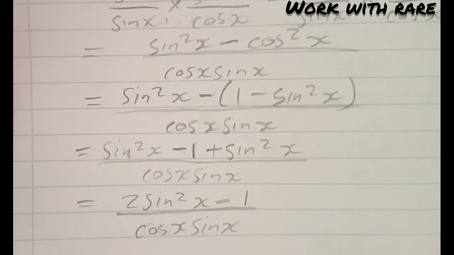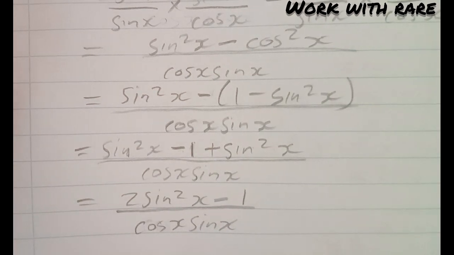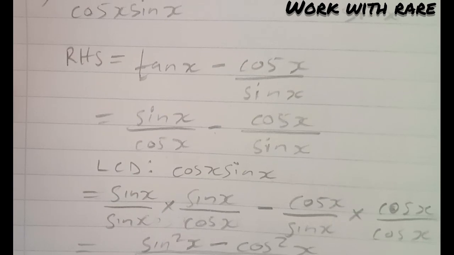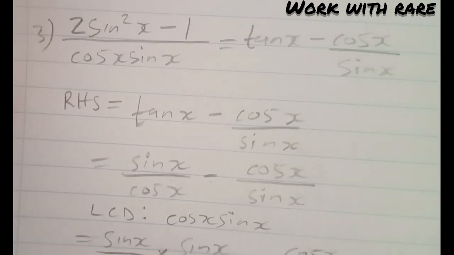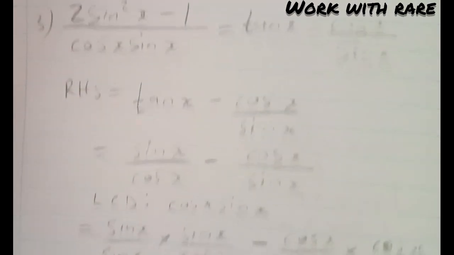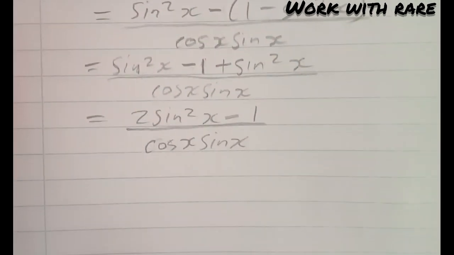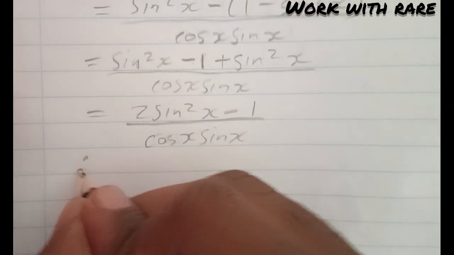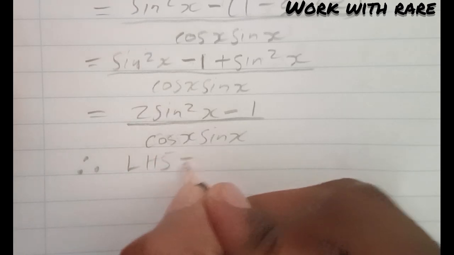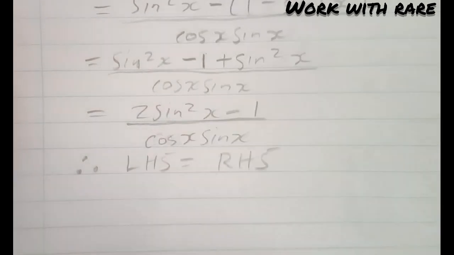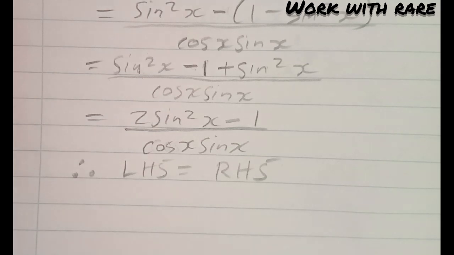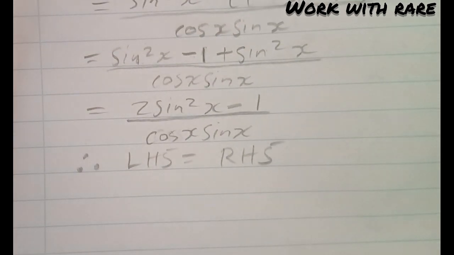So this is what we got from our left hand side. Remember, we had to prove. So you see this here, they are the same. So now it is proven that left hand side is equal to right hand side. Proven. You see, so you should use reciprocals. They are very, very useful. Okay, so now I'll do number 4.